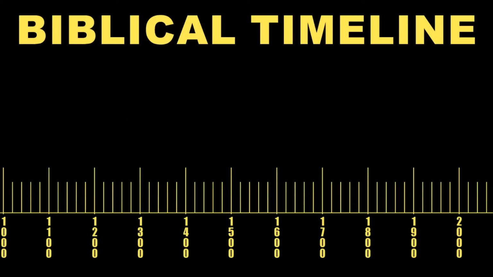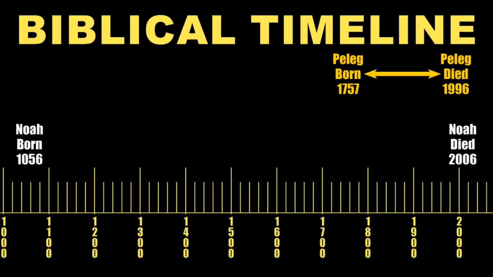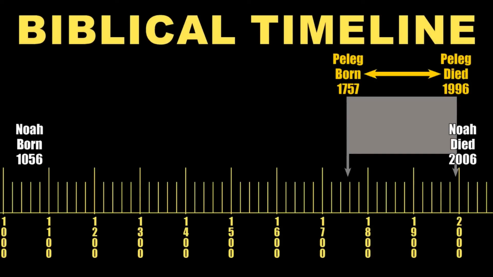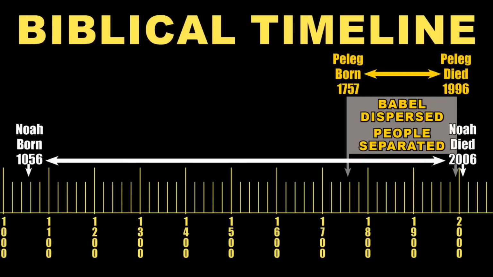We know from the first genealogy and the story of Noah that he was born in the year 1056. He lived 950 years and died in the year 2006. Nowhere in Noah's story does it talk about the Tower of Babel. But if we show the lifetime of Peleg here, and then lay a shaded area to show his lifetime, this area shows the parameters of time when Babel was dispersed and the people separated into their nations. So if we show the lifetime of Noah with these arrows, we can plainly see he was alive when the people were separated by God.